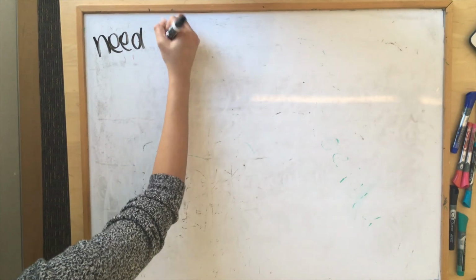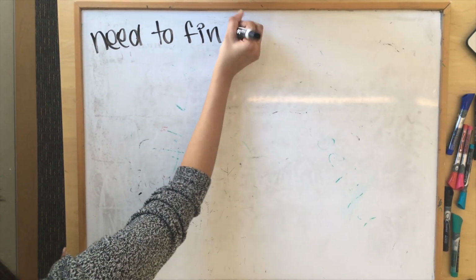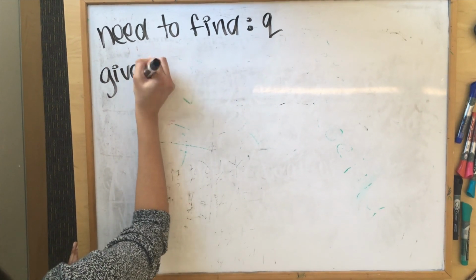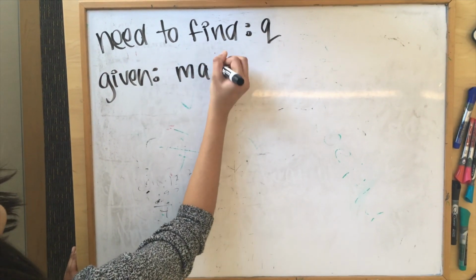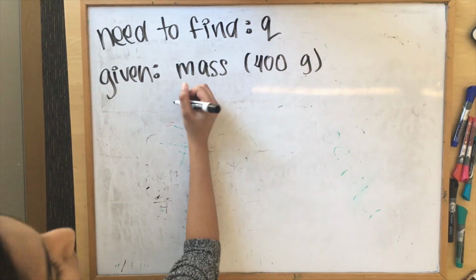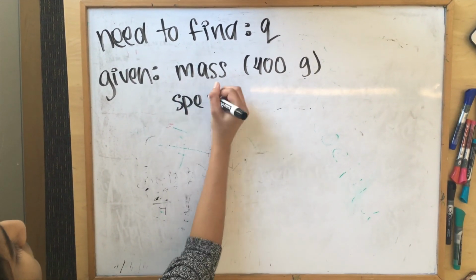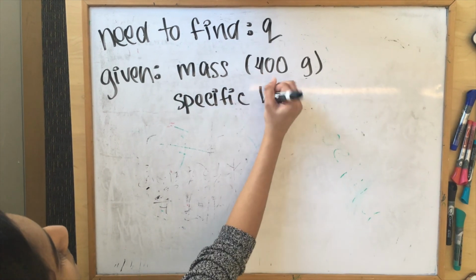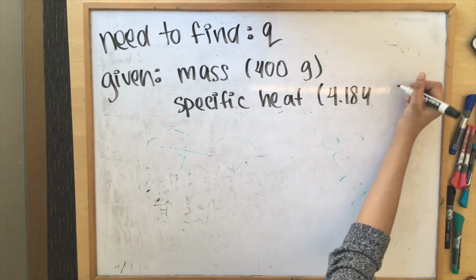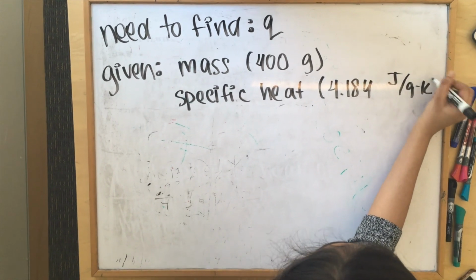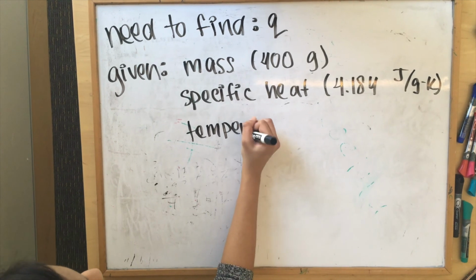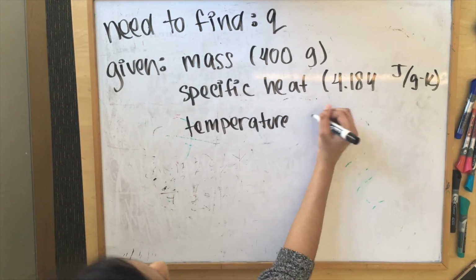We are asked to find Q, the amount of heat needed to warm the water. We are given the mass, which is 400 grams, and we know that the specific heat of water is 4.184 joules per gram Kelvin. We are also given the initial and final temperature, which can be used to calculate ΔT. To find ΔT, we subtract 22 degrees Celsius from 100 degrees Celsius, which gives us 78 degrees Celsius, the value of ΔT.